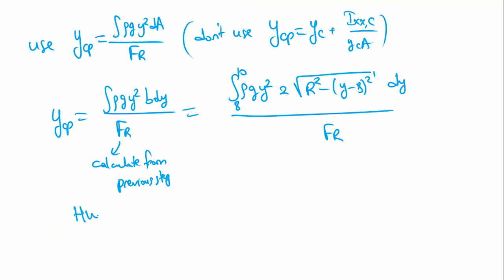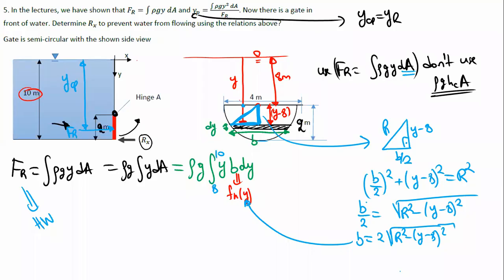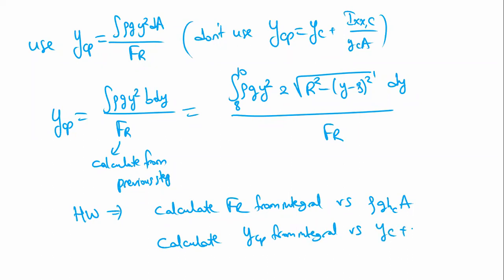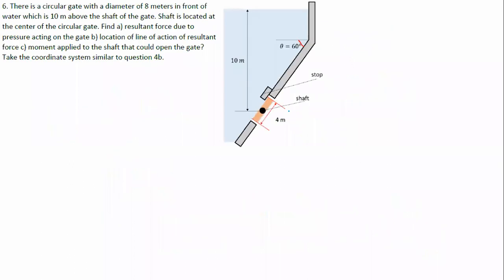What you will do for homework is calculate FR from the integral relationship, and then compare your result with rho g hc into area, okay? You should get the same result, otherwise you are in trouble. Similarly, you will calculate YCP from the integral, and you will compare that YCP with the formula YC plus IXXC divided by YC into A. You have to get similar results, otherwise you are in trouble. This is an integral formulation of the method to find the hydrostatic pressure force.